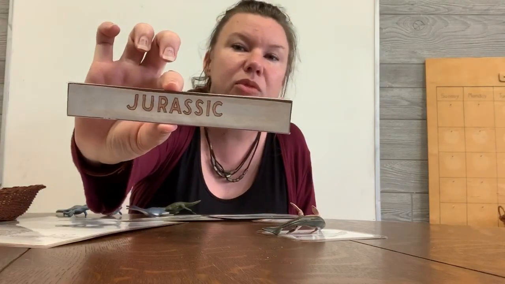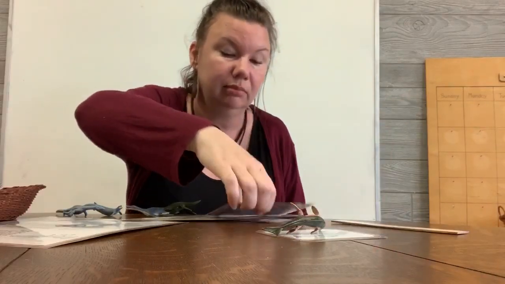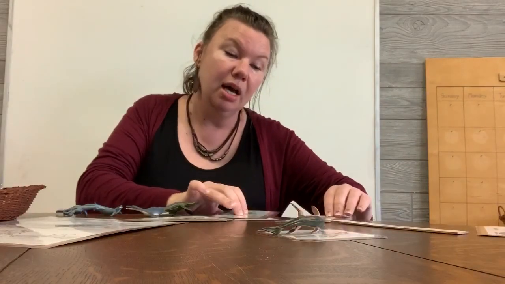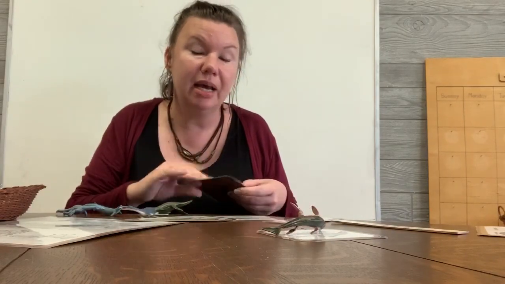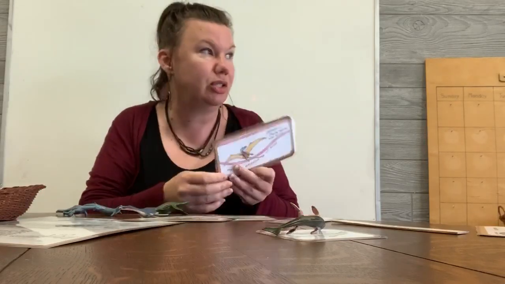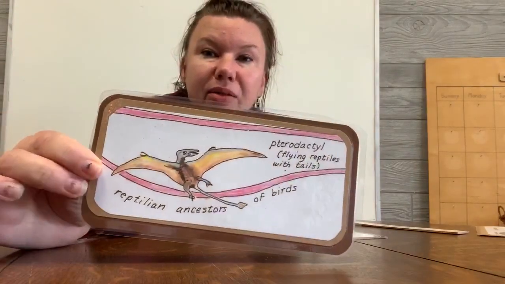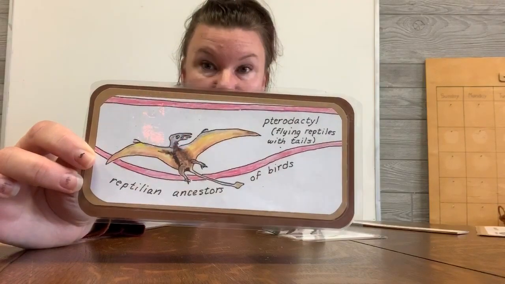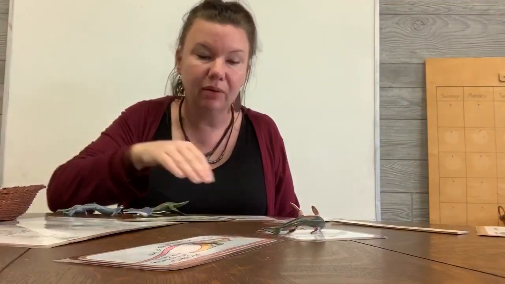We are going to talk now about the Jurassic period. Some of you guys may have heard of the movie Jurassic Park. You're probably too young to see that, but maybe later on you'll see that movie. We're going to talk about some of the reptiles and other animals that are coming on the scene during the Jurassic period. Okay, here's the pterodactyl. You guys have probably heard of him. He's a flying reptile with a tail, and it's the reptilian ancestor of birds. These are the ancestors of what we'll later find as birds. They'll come on later on in the timeline.